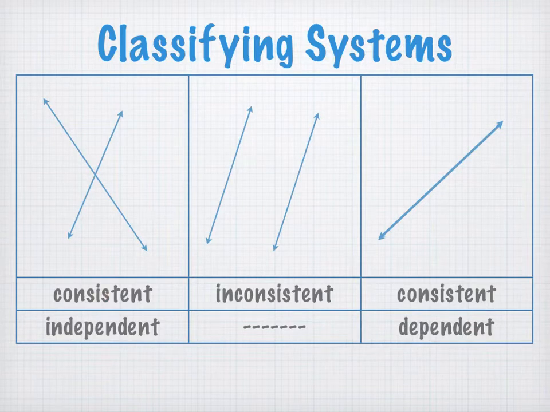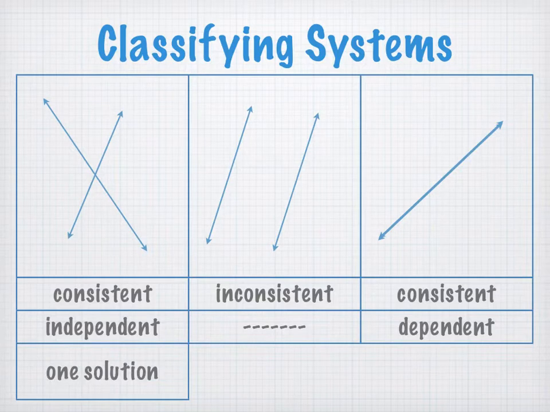If it's consistent and independent, that's the majority of the systems you're used to. Almost every problem you do, if you can find a solution to it, it must be consistent and independent. That's going to have one solution.